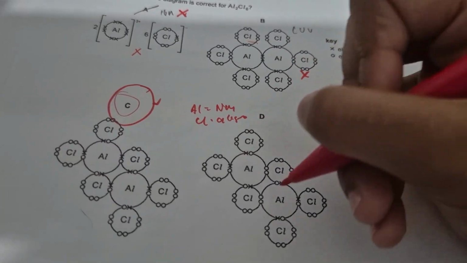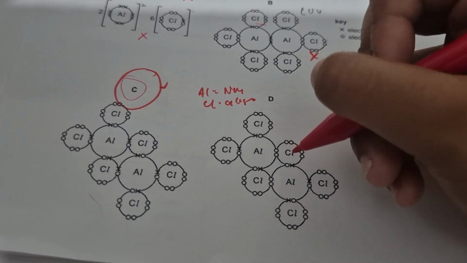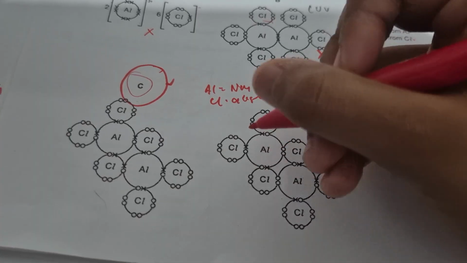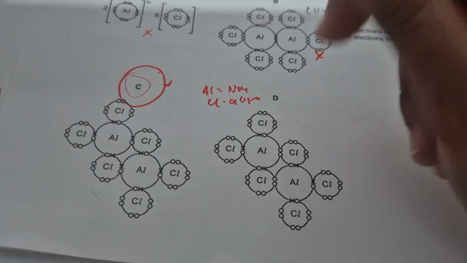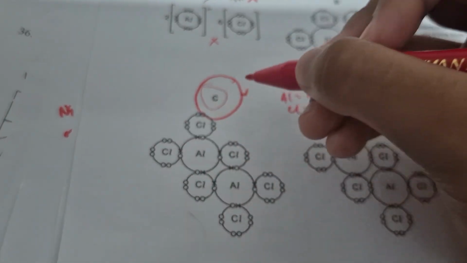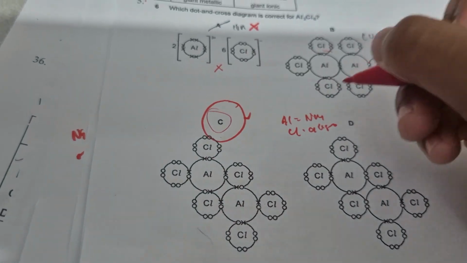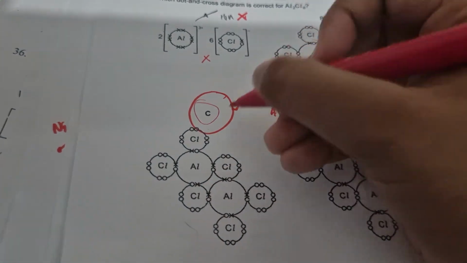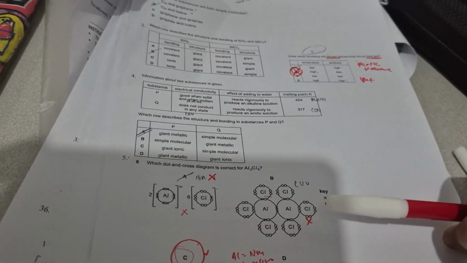How about D? Is it correct? But yeah, remember that we're gonna see the Al also, okay? It's 1, 2, 3. No, Al. The correct one is C. 1, 2, 3, 4, 5. No. And this is the correct one for the octet rule. And so the answer is C. We go to the next question.